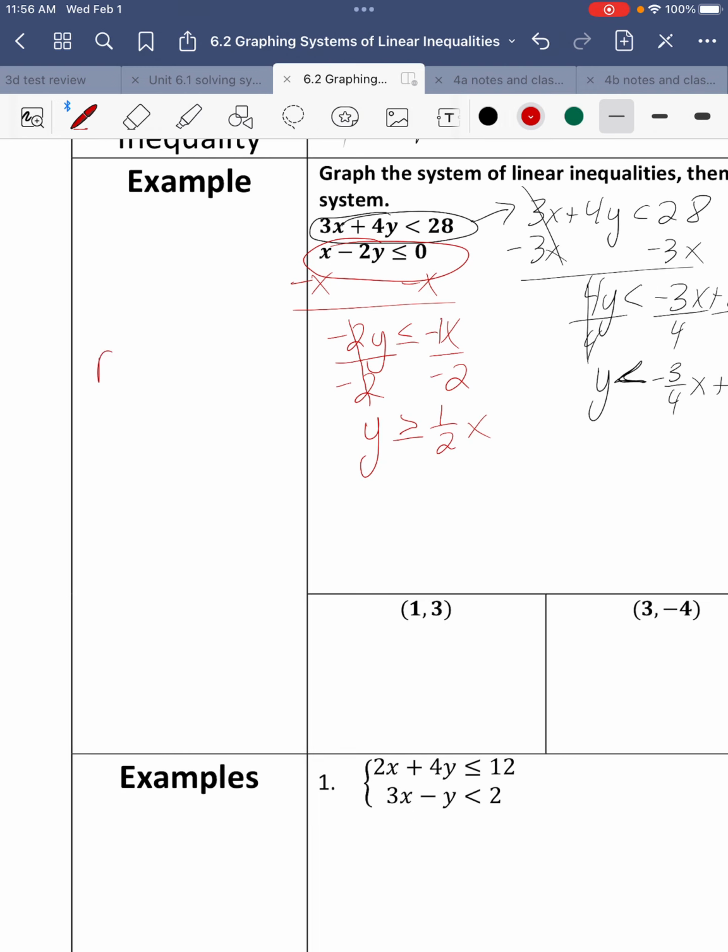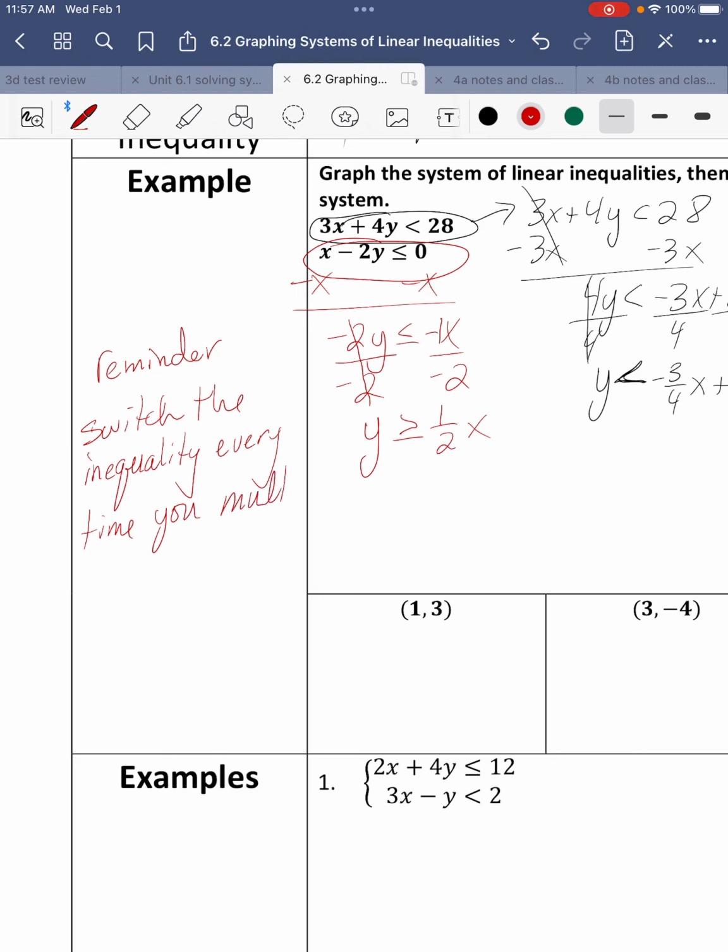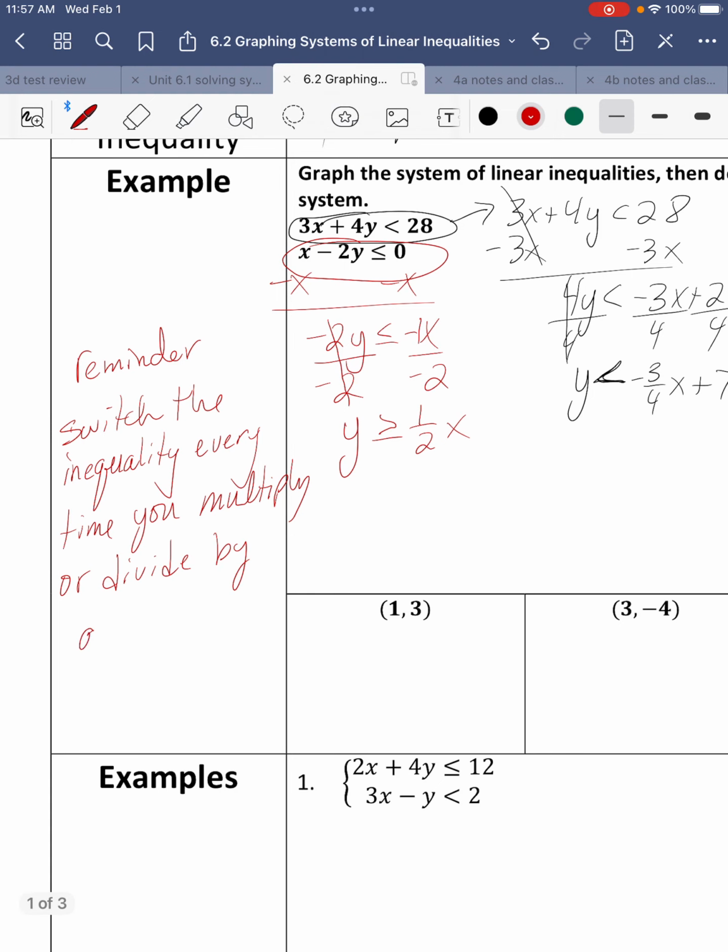So a reminder, switch the inequality every time you multiply or divide by a negative. So we divided by a negative 2, divided by a negative 2, divided by a negative 2. So that's what switching the inequality looks like.